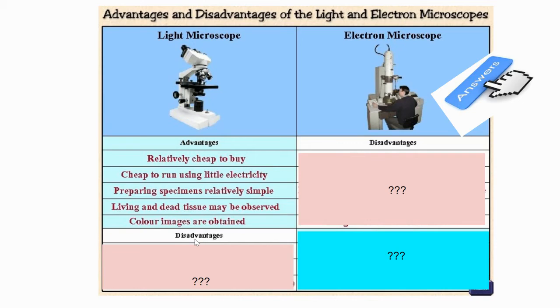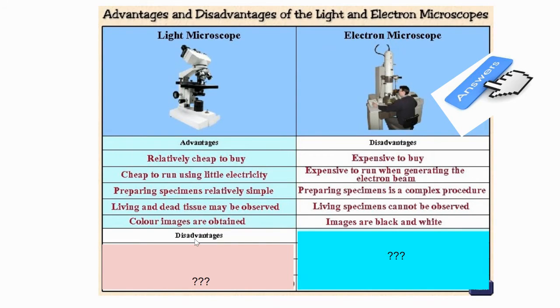Preparing the specimen and mounting them on the slide is not a very complicated process, and you can observe both living as well as dead samples. Another benefit is if you apply stain or if your sample has its own color, you can actually view the natural color through the light microscope.